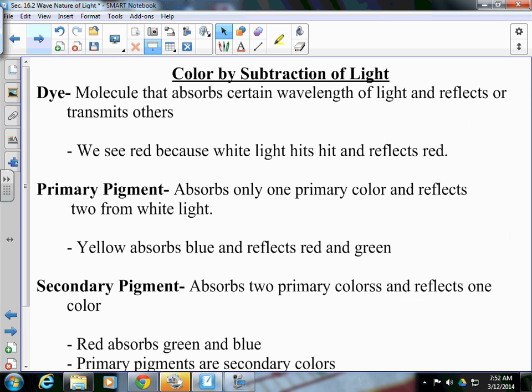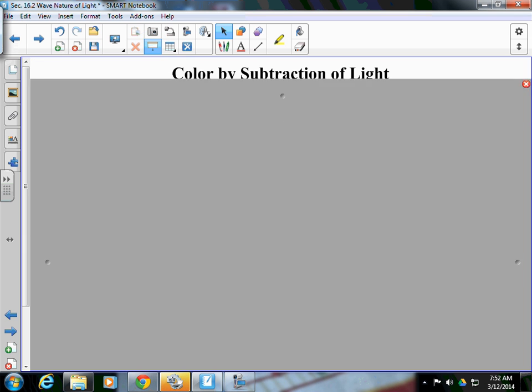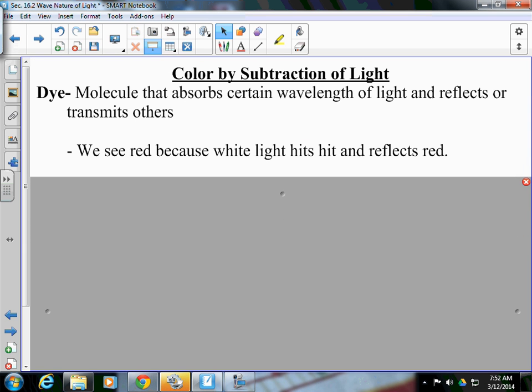Now, when we talk about dyes, color by subtraction of light: dyes are molecules that absorb certain wavelengths of light and reflect or transmit others. We see red because white light hits it and reflects red. What that means is it's absorbing blue and green and only reflecting or transmitting back red. So that is how dyes work with light.